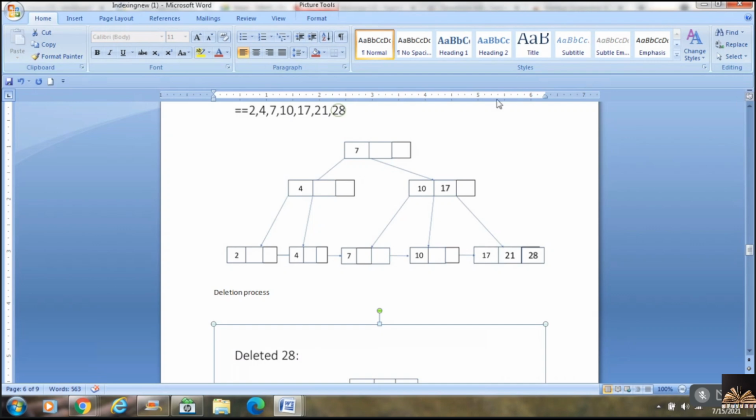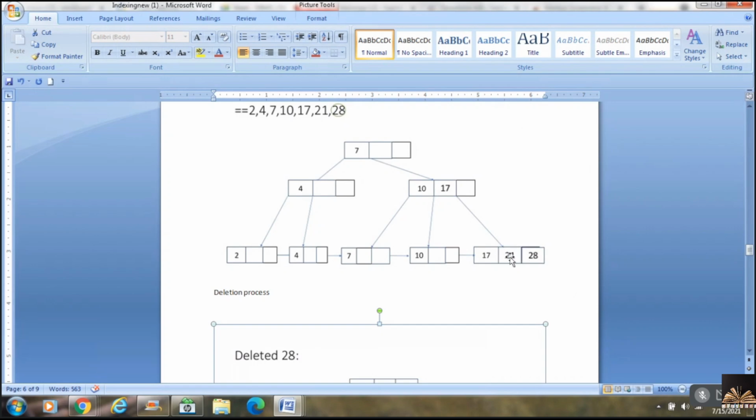Now I'm looking for 21. I want to delete the element 21. 21 is greater than 7, so I go to the next level towards the right of the root 7. Then 21 is greater than 17. Okay, fine, I go to the next level. Here 21 is found. This particular element is deleted and 28 is taken over here.